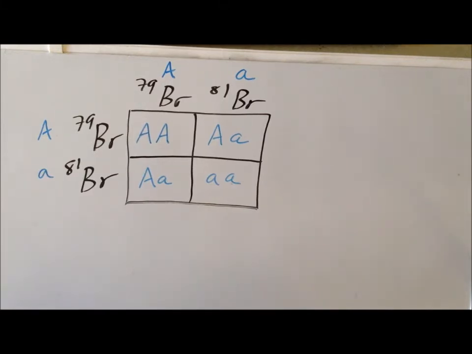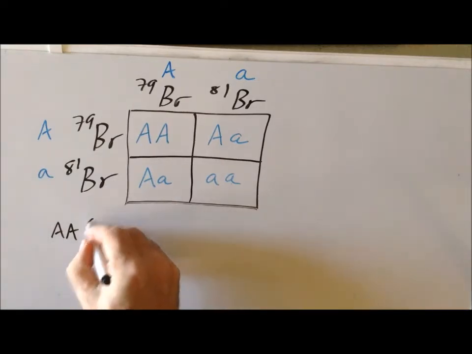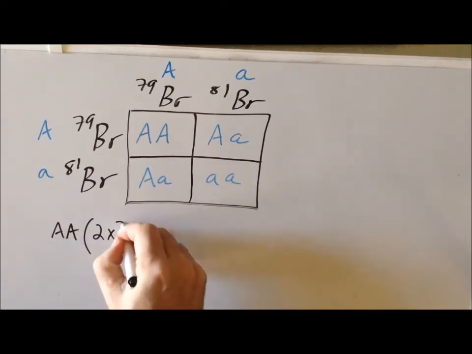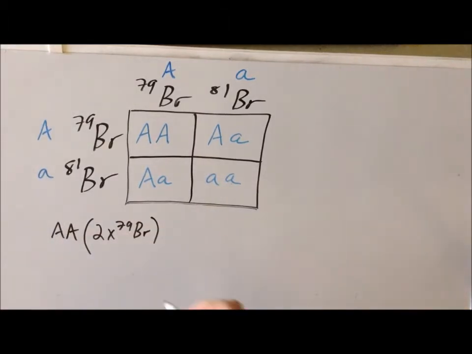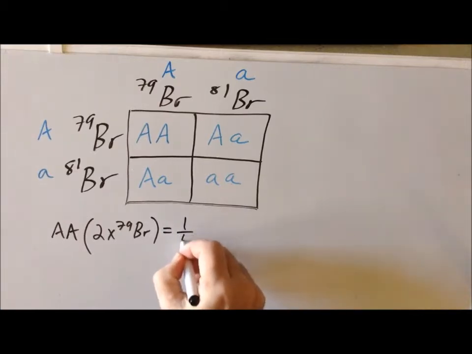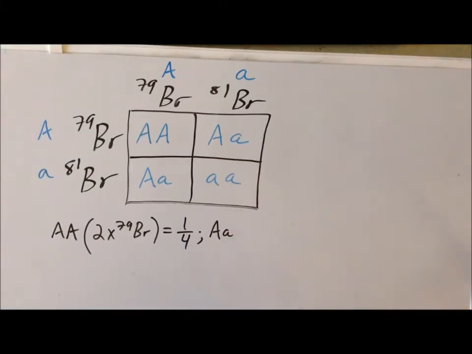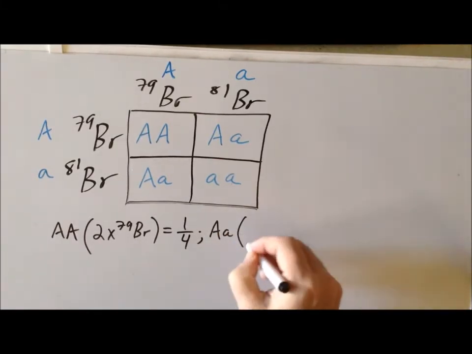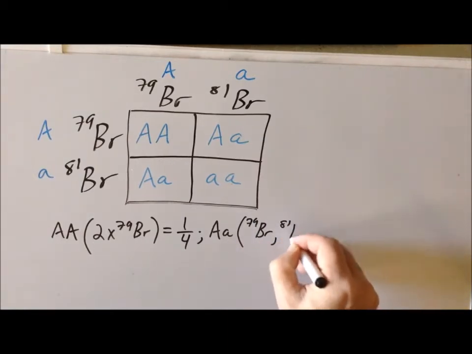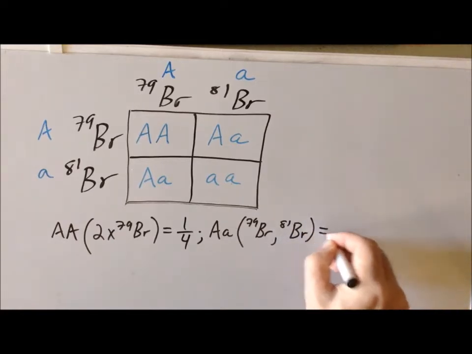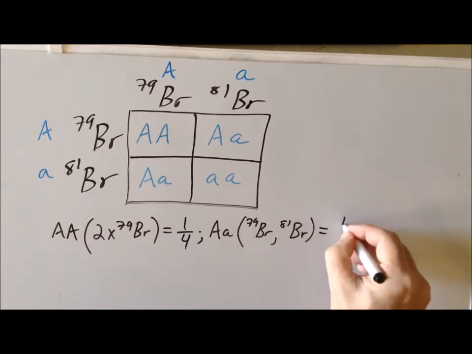of having AA here. So what does AA really say? AA is having two bromine atoms that are both bromine 79. And we had seen previously from the previous Punnett square that this particular probability is 1 in 4. For the capital A, small a, the heterozygous case, what does that mean? Well, it means that we have one bromine 79 and one bromine 81. And the likelihood of this particular combination occurring is going to be 2 out of 4. I'll write it as 1/2 here. So that's the probability that is 50%.